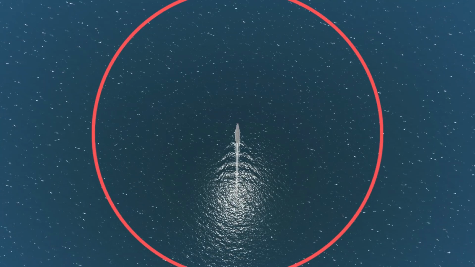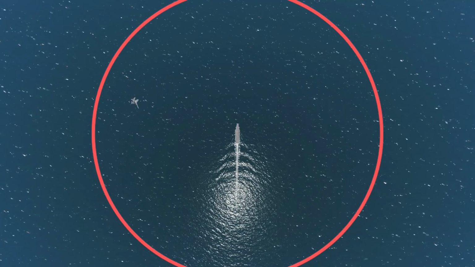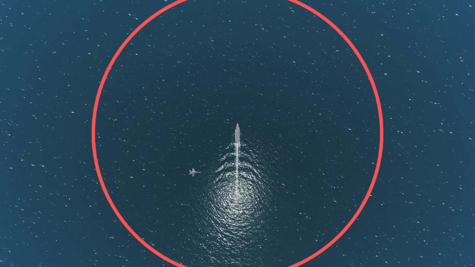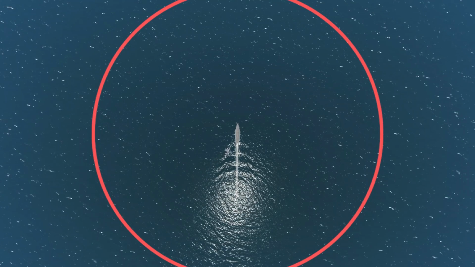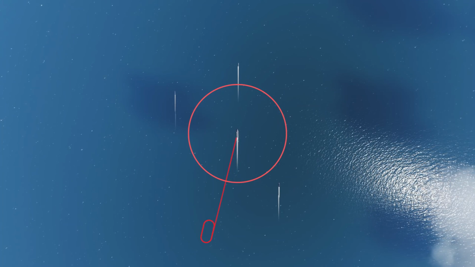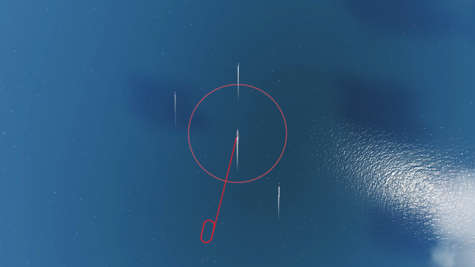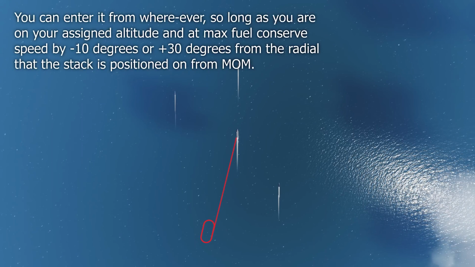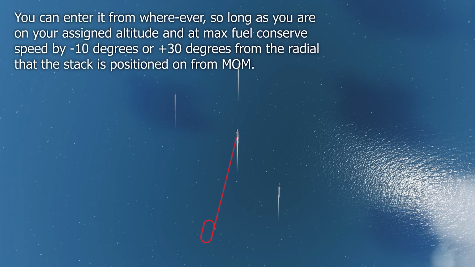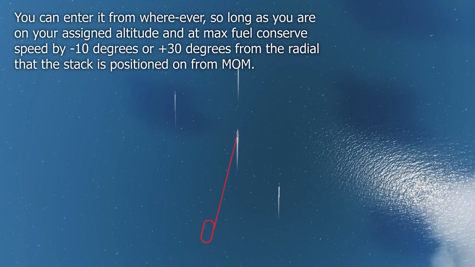To enter a Case 1 Marshall stack, you're supposed to fly into the 10 nautical mile bubble around MOM at your assigned altitude and at max fuel conservation speeds, also known as max E. However, in a Case 3, the Marshall stack is outside the 10 nautical mile bubble. So that begs the question, how do we enter it? Well, it's pretty simple. You can enter it from wherever, so long as you are at your assigned altitude and flying at max E by negative 10 degrees or positive 30 degrees from the radial that the stack is positioned on from MOM. Yeah, that's a mouthful.